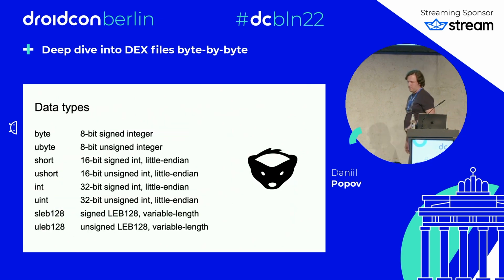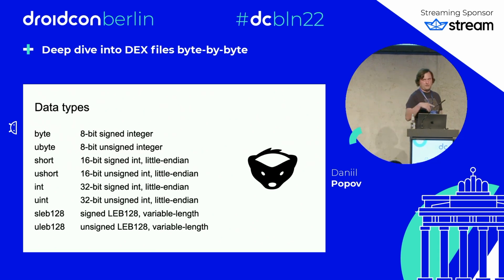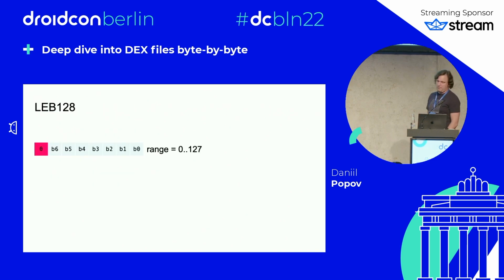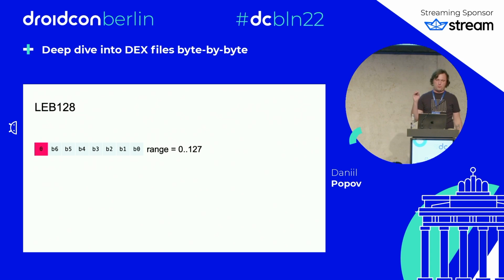And about the data types themselves, on my slides we have bytes, signed and unsigned, shorts, signed and unsigned, integers, signed and unsigned, and also a special format called LEB or leb. I don't even know how to correctly pronounce it, I will call it leb. So LEB128 is the little endian base 128 format, which is a variable-length code compression used to store arbitrarily large integers in the smallest possible number of bytes. So let's see a few examples.